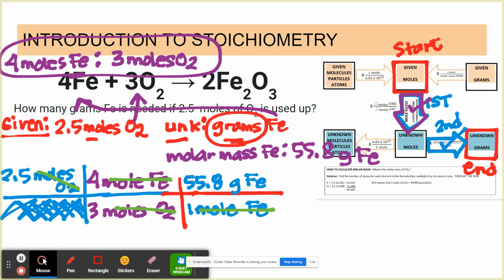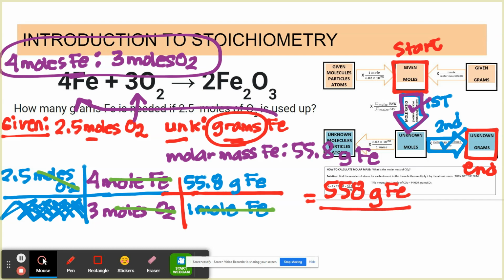All right, let's do our math. So I need to multiply everything at the top. Okay, multiply everything at the top. So, hey Google, 2.5 times 4 times 55.8. 2.5 times 4 times 55.8 is 558. 558. And the unit, guys, will be whatever's left behind. It's grams of Fe. Over.